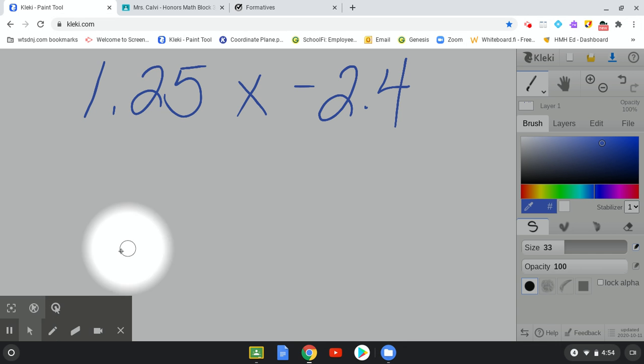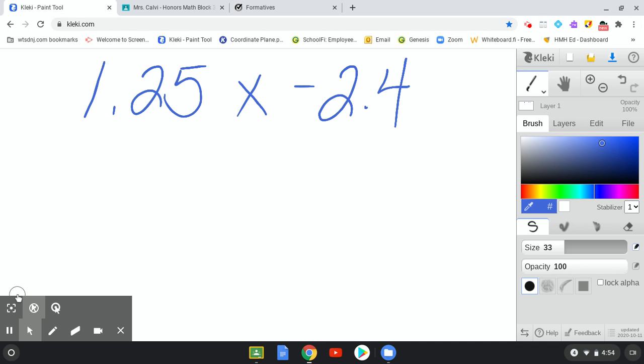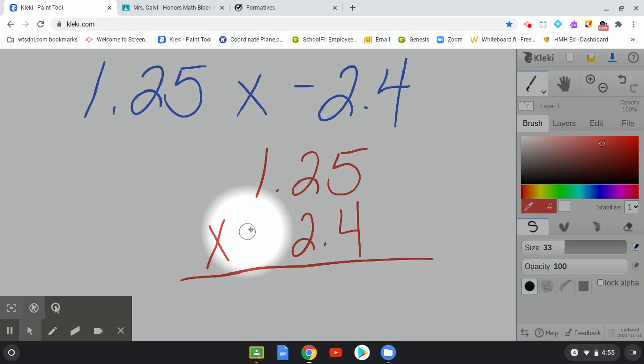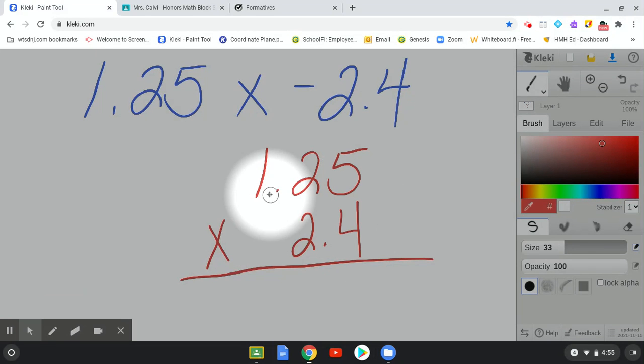Okay, let's try another one. So here I have 1.25 times a -2.4. So I always start with the number that has the most digits, and I'm going to put it on the top because with multiplication, order doesn't matter, okay? So I have 1.25, and I'm going to multiply that by 2.4. Remember, you do not line up your decimals for multiplication. You just have to make sure you shift everything to the right. So you're pushing everything to the right, okay?